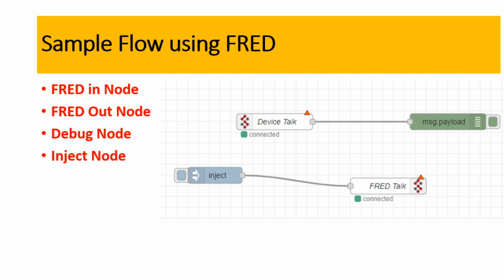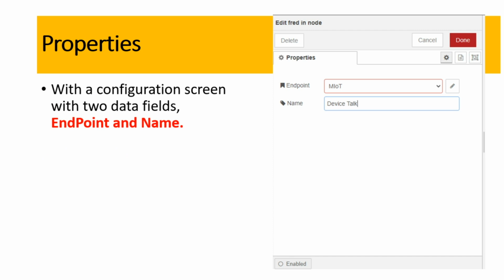In order to set the properties, you double click the FRED node. Here we are supposed to configure 2 important points. One is the endpoint, another one is the name. In the first screen it asks us to provide the endpoint and the name. First we'll work with the endpoint. So click the pen icon of your endpoint.